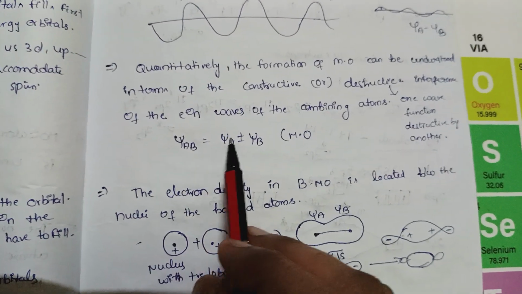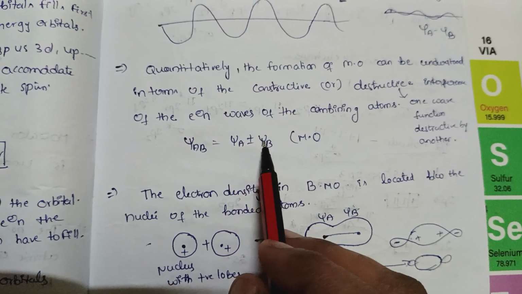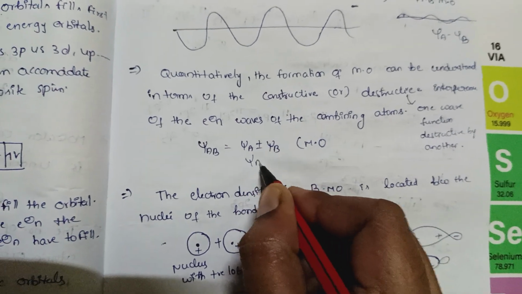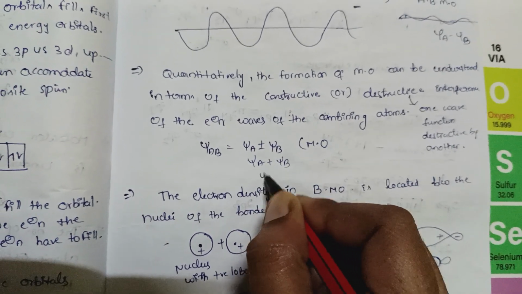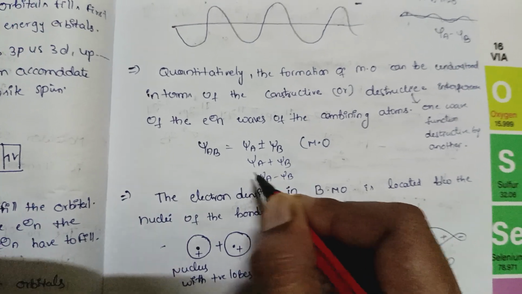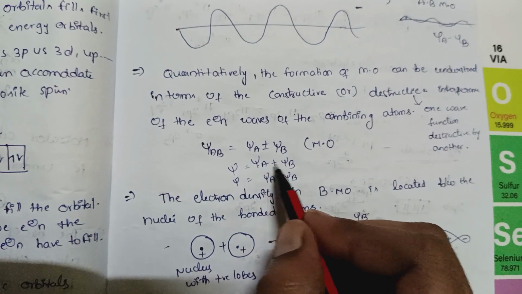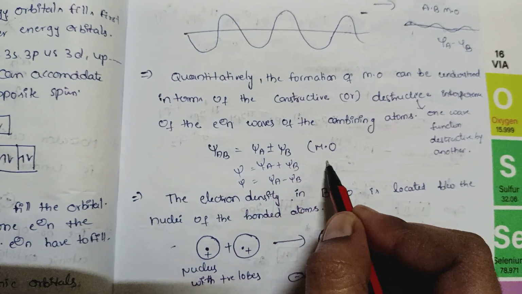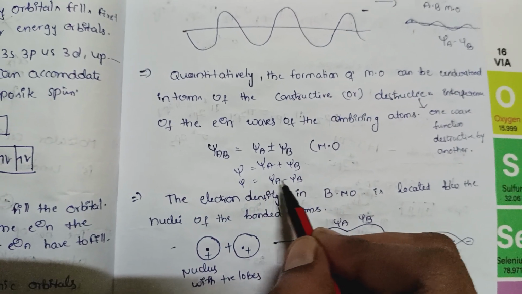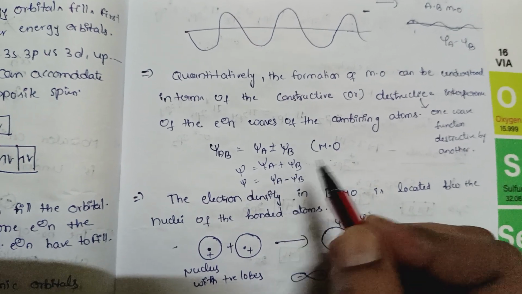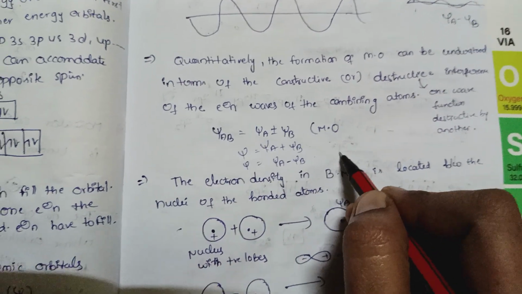Psi AB is equal to psi A plus or minus psi B, meaning psi A plus psi B and psi A minus psi B. These are the wave functions. Whenever two atomic orbitals are added, it is the constructive manner. Whenever two atomic orbitals are subtracted, that is the destructive manner.